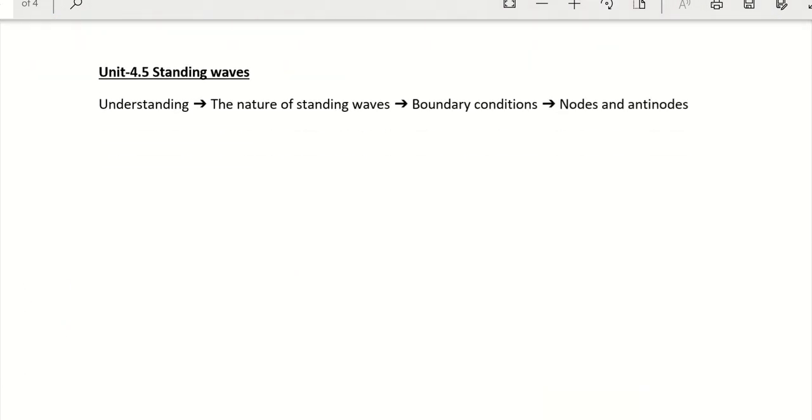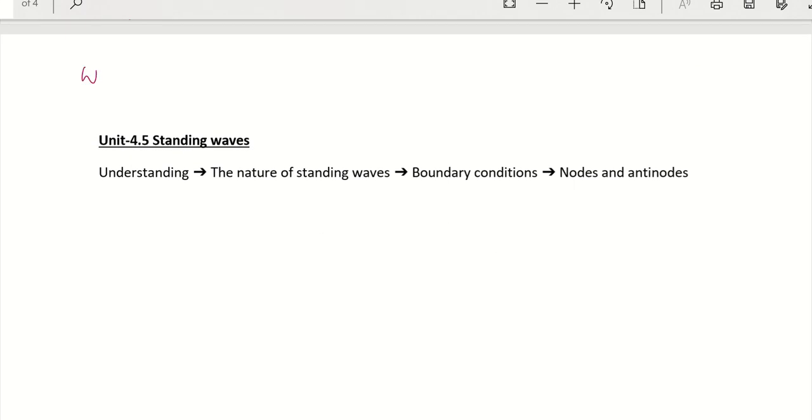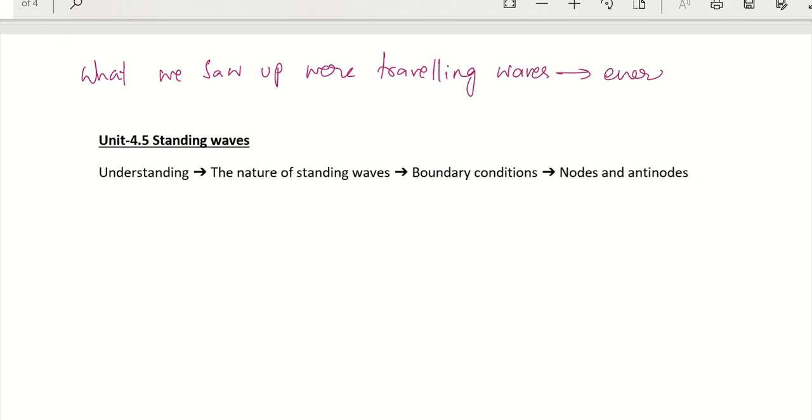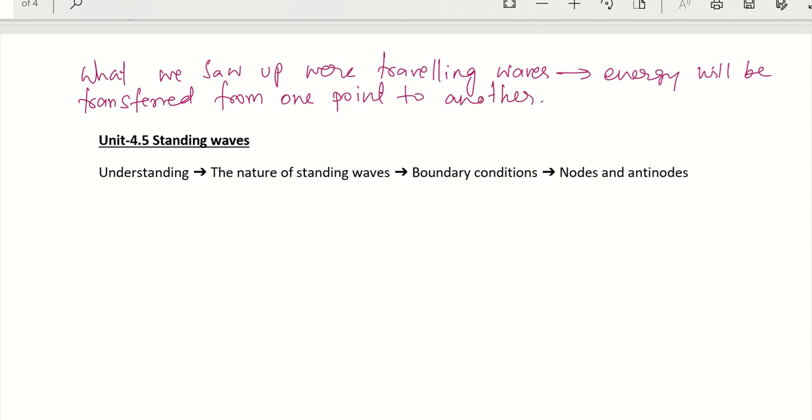Now coming to the standing waves, you see. What we saw up to now were traveling waves, which means energy will be transferred from one point to another. Okay. Now what you are seeing, standing waves, in these the energy is conserved. Okay, but the question is, how is it formed? That is the first question.